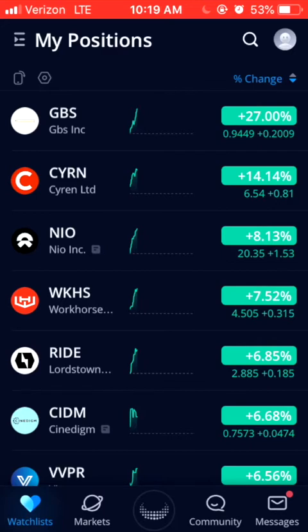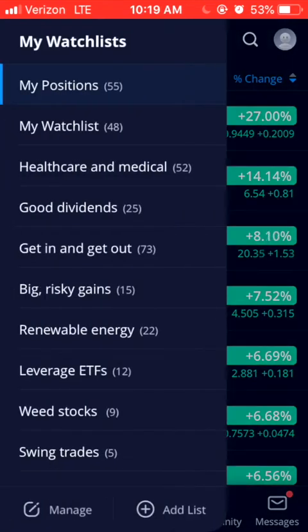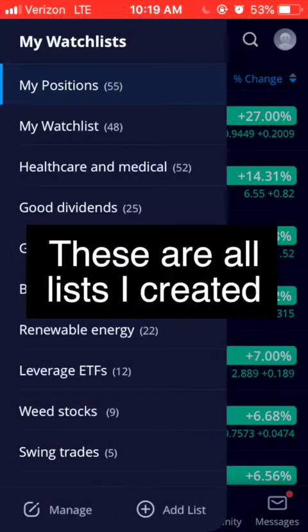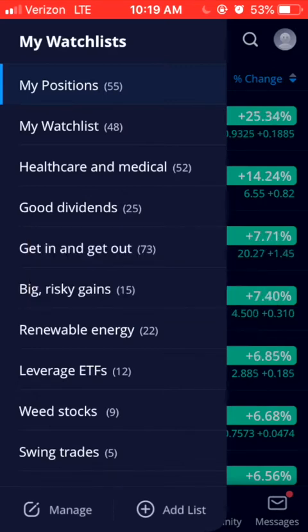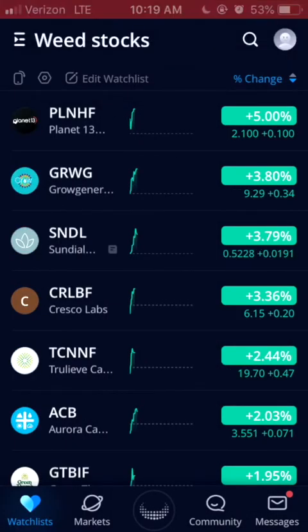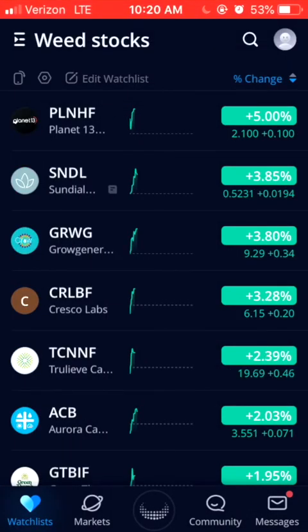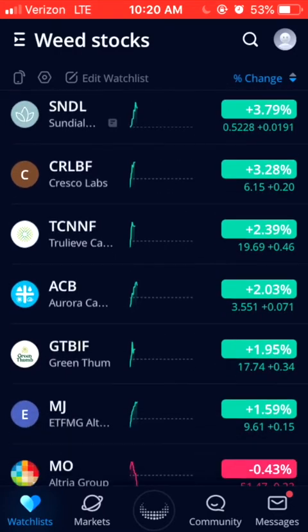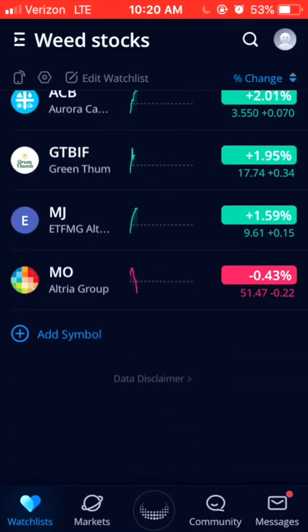As you can see, if you click on the top left, you can have my positions, my watch list, healthcare and medical, good dividends, get in and get out, big risky gains, renewable energy, leverage ETFs, weed stocks, swing trades. So for instance, let's take a look at weed stocks. This shows you how they're doing today. As you can see, they're all up except for Altria Group is slightly down.